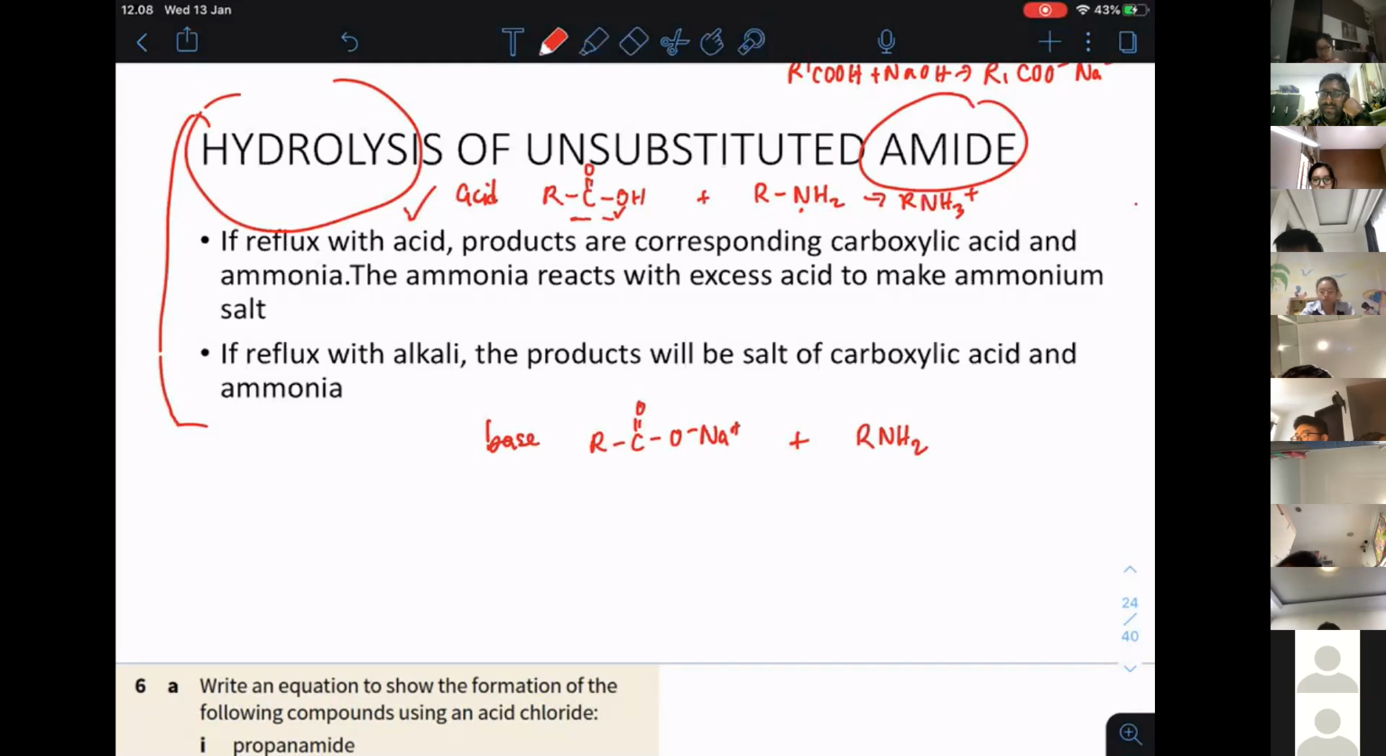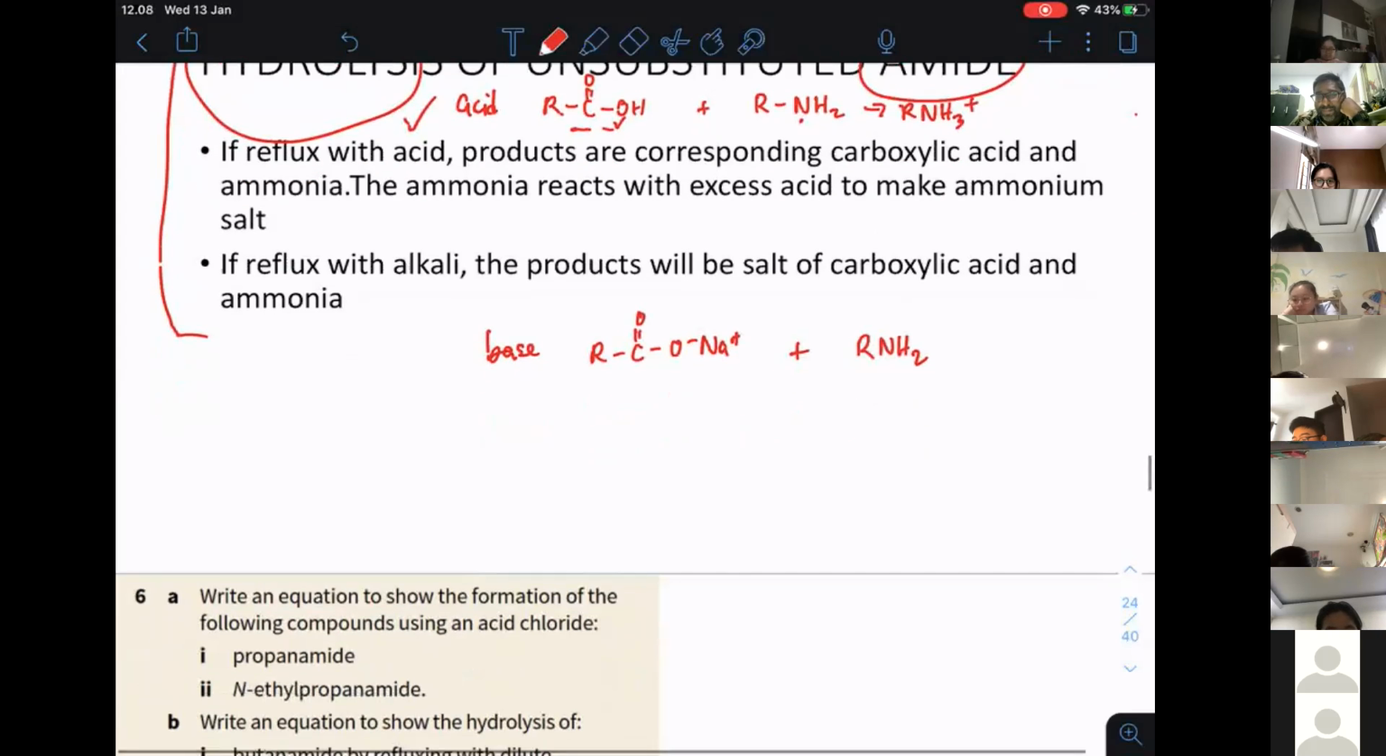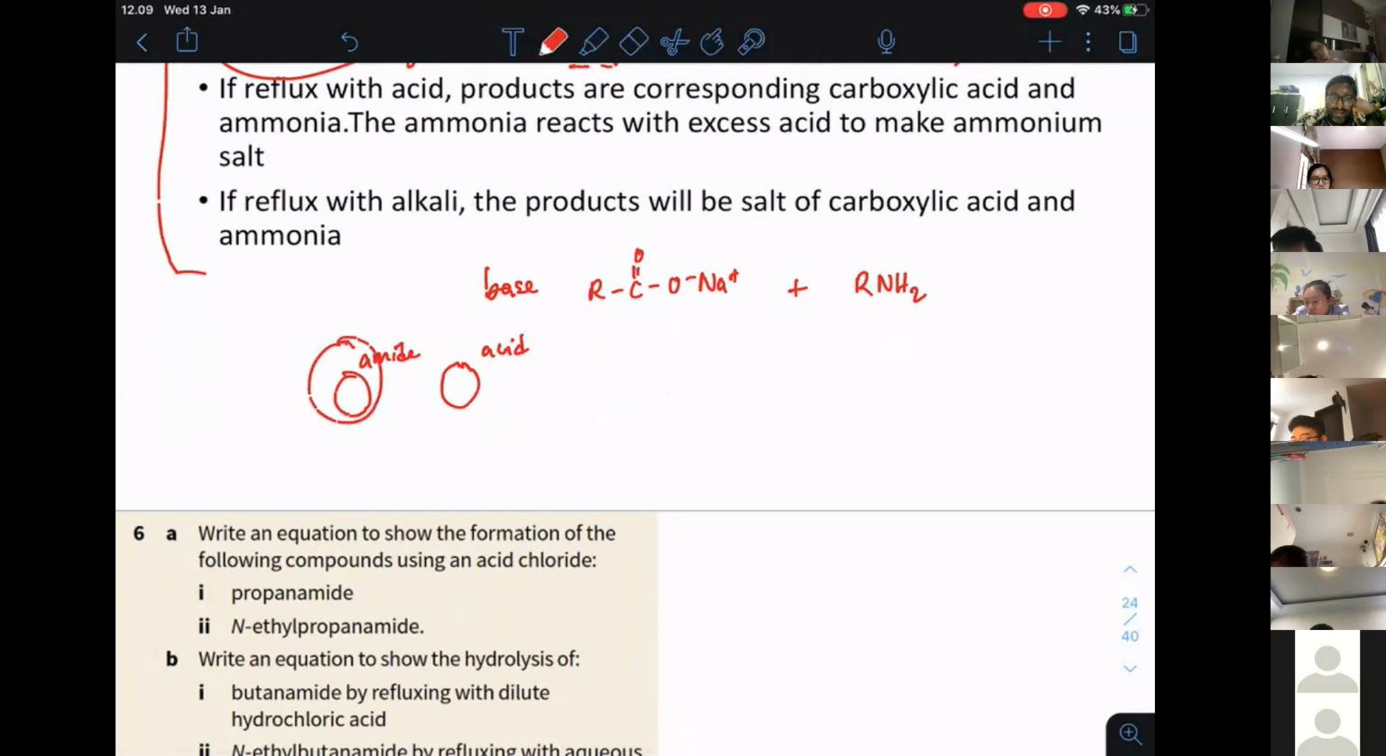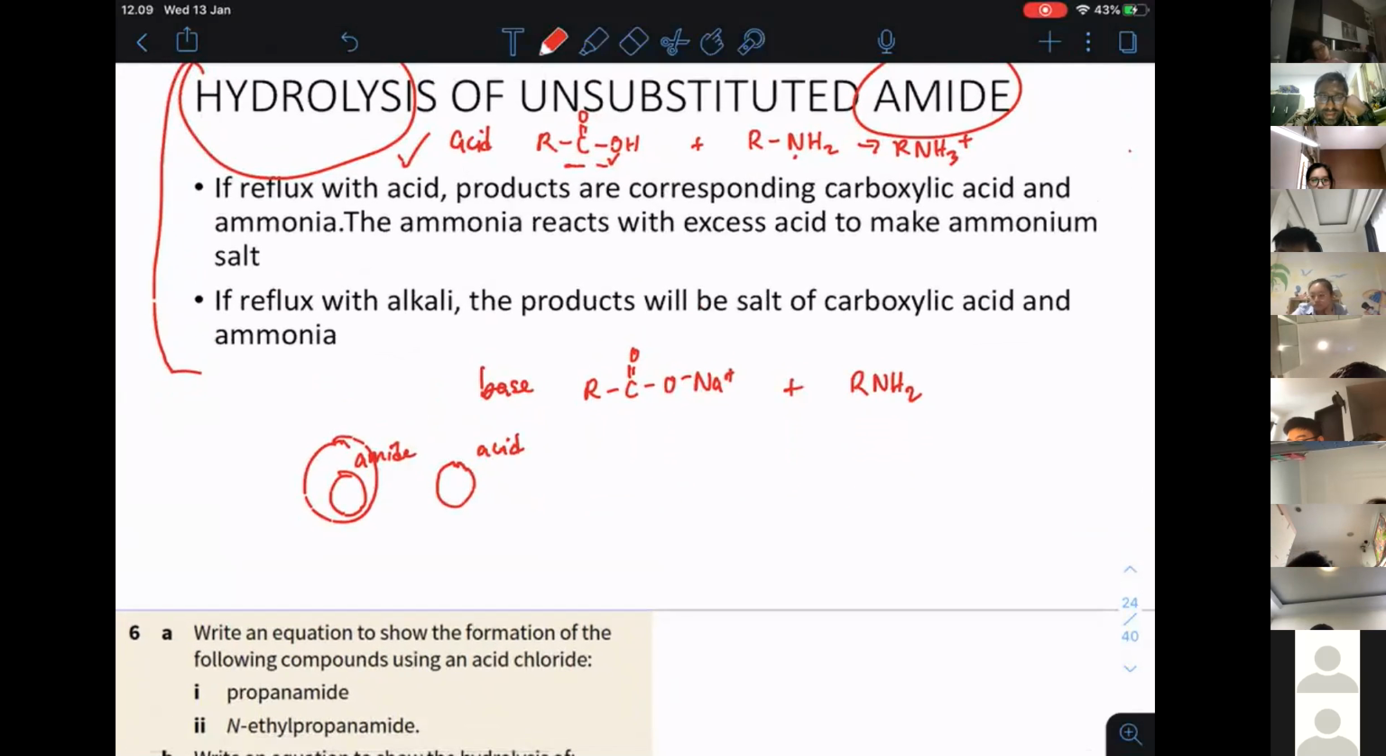Why does the acid need to be in excess? How do we tell whether it needs to be in excess or not? Actually, we are not sure. This one is actually simple chemistry, Gabriela Nicole. For example, if you have this amount of amide and the same amount of acid, with complete reaction and nothing in excess, it's okay. Or sometimes the amide is too much and the acid is used up, then you are going to get the carboxylic acid and the amine.